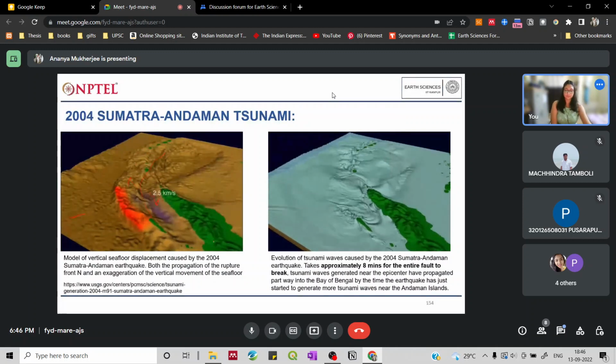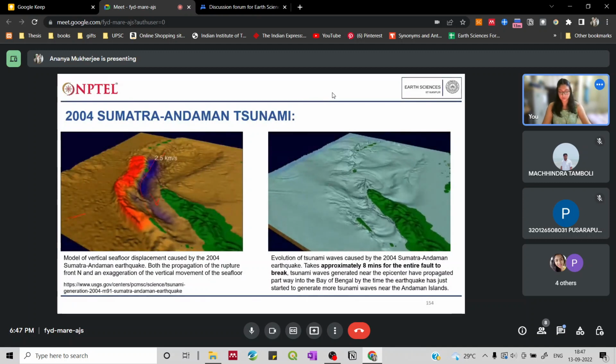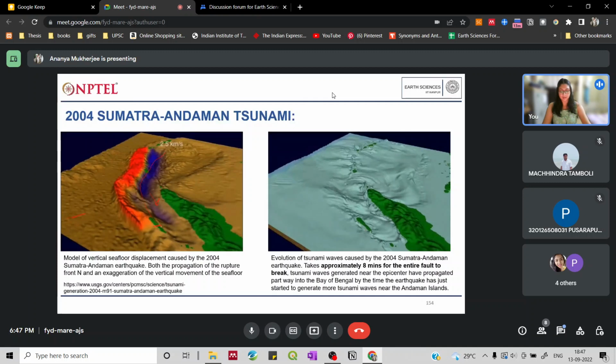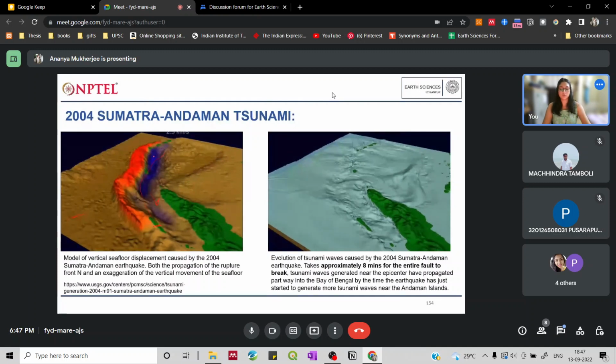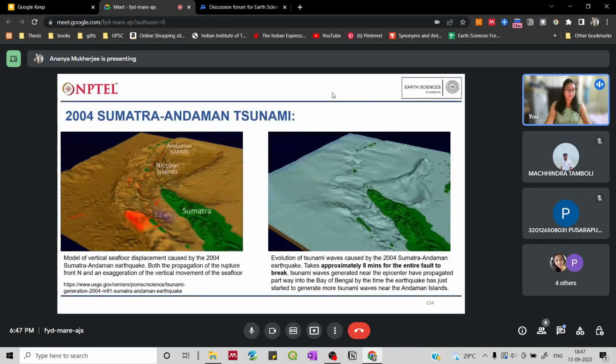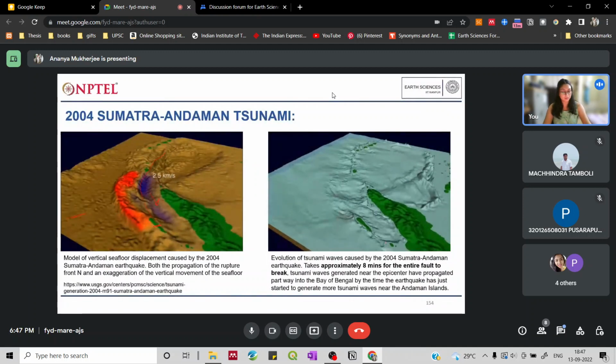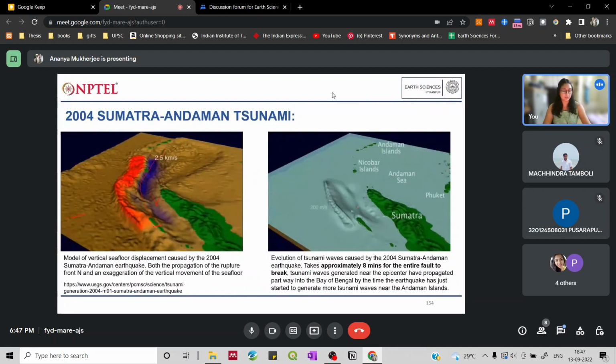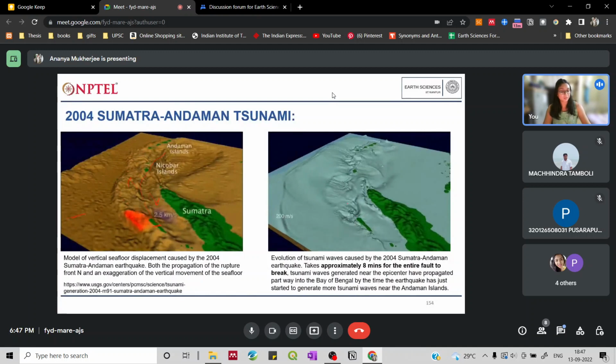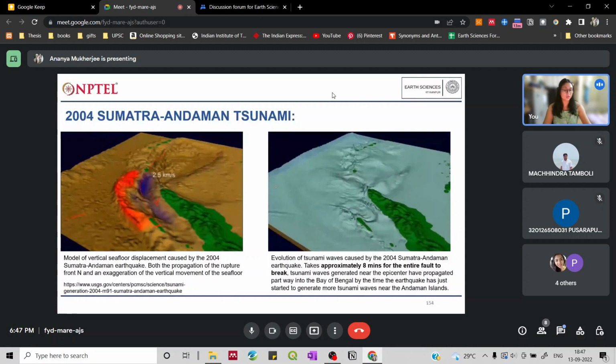You can see the propagation of the rupture. The rupture happened here and it traveled across the fault towards the north, and in the right one you can see how the evolution of the tsunami waves took place. When the rupture started traveling, that was when the tsunami waves started forming, and then they started moving in both directions.